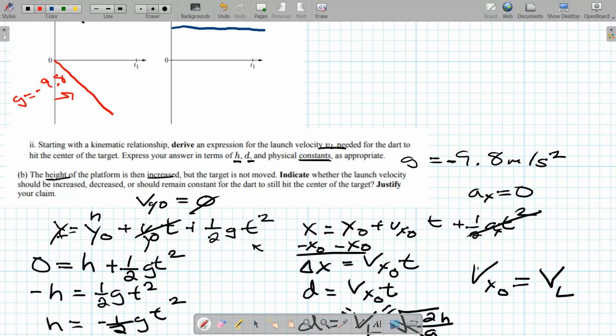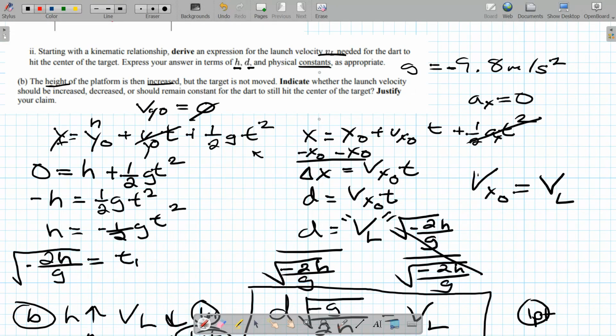Now for part 2, it says starting with the kinematic relationship, that's a clue to let you know you got to start using the kinematic equations. Derive an expression for the launch velocity needed for the dart to hit its center target. Express your terms of h, d, and the physical constants as appropriate. Well, I said that g was negative 9.8. That's the physical constant.